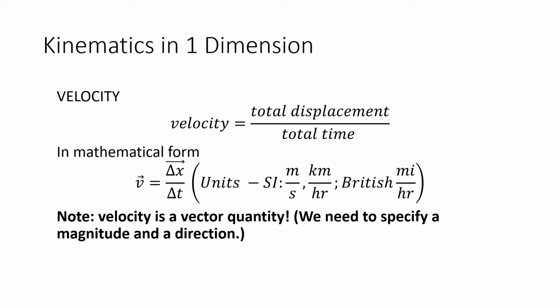Now the units of velocity are still going to be the same as the units of speed because the units of displacement are the same as the units of distance. So it will still be meters per second, kilometers per hour, or miles per hour in the British system. However, notice that velocity is a vector quantity. That is, we need to specify a magnitude and a direction associated with it. And that's because displacement itself is a vector. So we're dividing a vector quantity by a scalar, and the resulting quantity is a vector. So we use the same letter for speed and velocity, but one is distinguished from the other by putting an arrow on top and specifying that it's a vector.